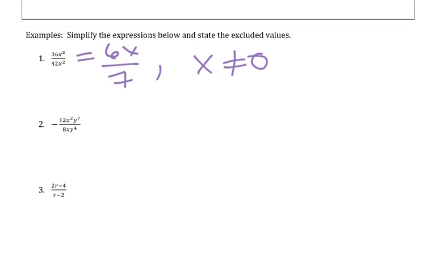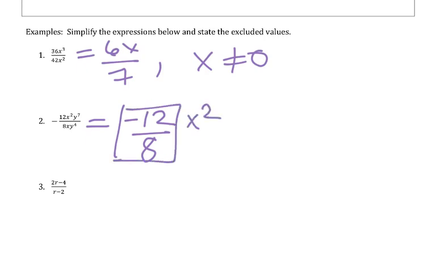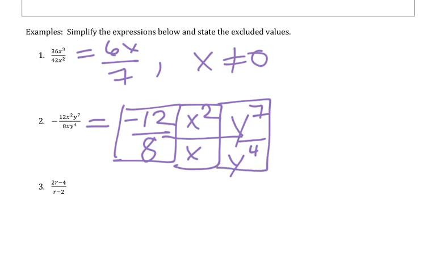So let's move to the next one, number 2. I'm going to look at it in a similar way again, except I'm going to chunk things. So I've got this 12 over 8 that can be simplified. Then I have an x squared over x, and I'm going to simplify that. And then I have y to the 7th over y to the 4th, and I'm going to simplify that.